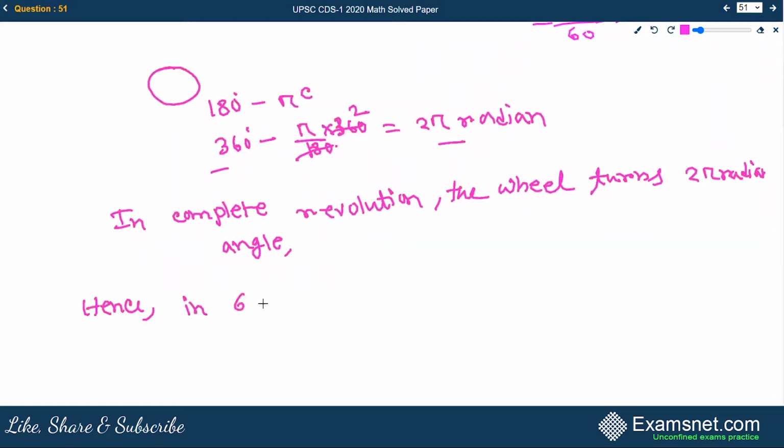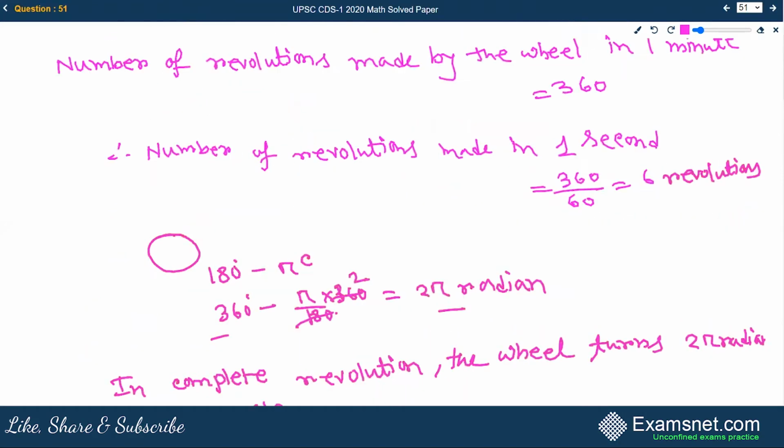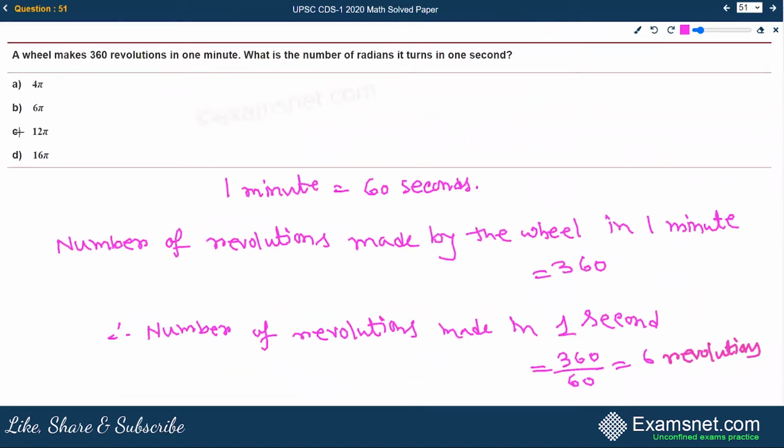Hence in 6 complete revolutions, it will turn an angle of 6 multiplied by 2 pi radian. So that is 12 pi radian. So here the correct answer is option C. What is the number of radians it turns in 1 second? 12 pi radian.